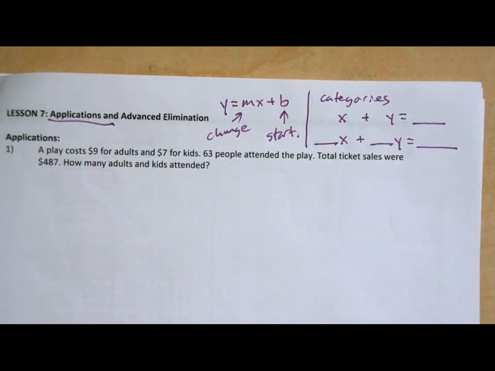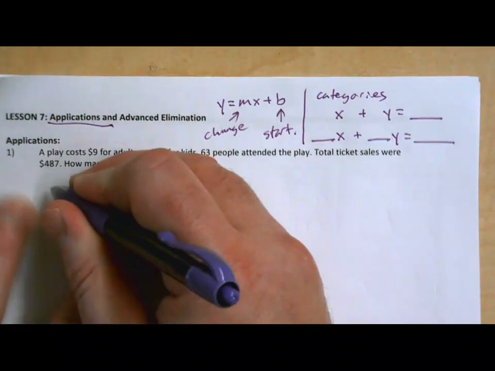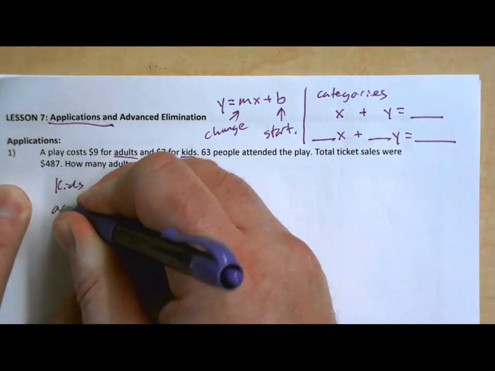So let's read the first question and see what we think. A play costs $9 for adults and $7 for kids. 63 people attended the play. Total ticket sales were $487. How many adults and kids attended? Does this seem like something where we've got a start value and a change, or something where we've got two different categories going on? This seems like two different categories. And what are my two main categories? Kids and adults. So I'm going to write that down, kids and adults.